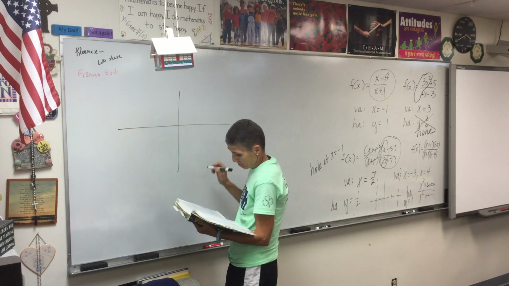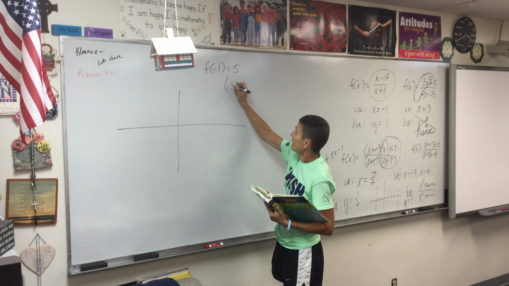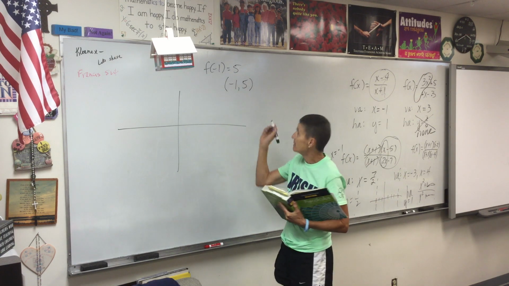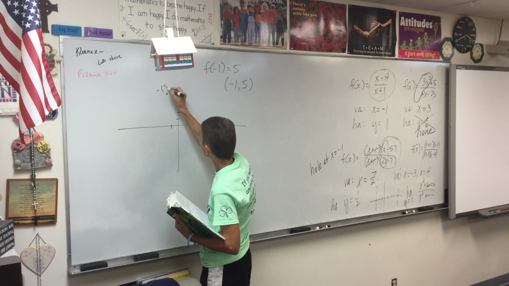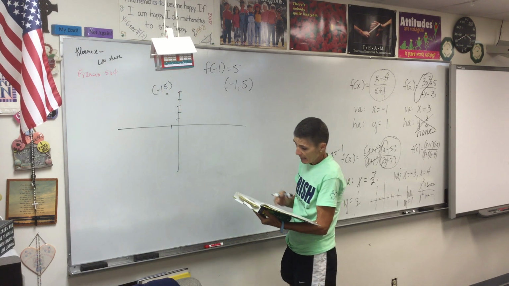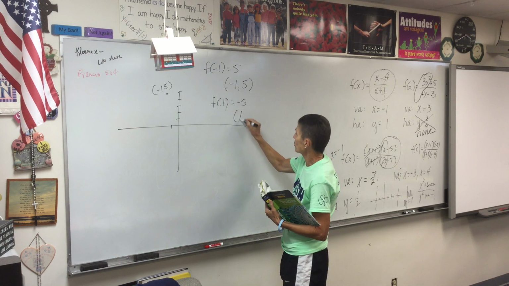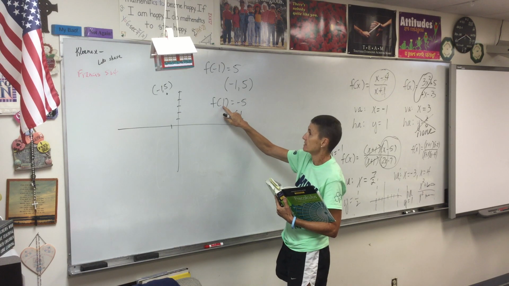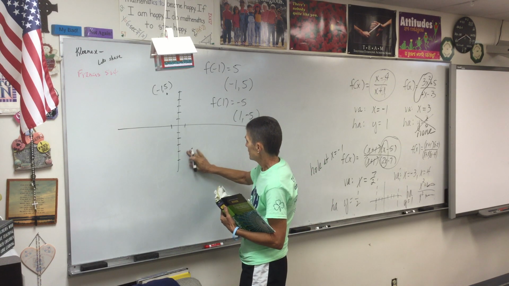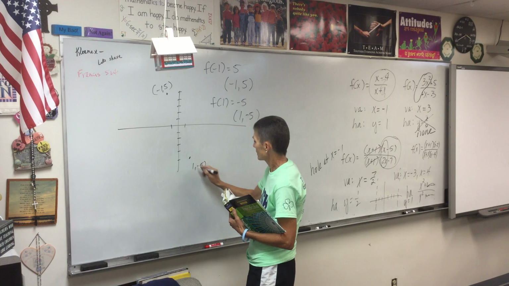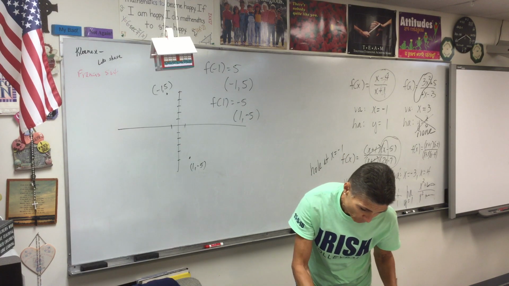Domain is all real numbers, and f of -1 is 5. That means if I input -1, I output 5. So that's the point -1, 5. And f of 1 is -5. So if I input 1, this is f of x, I output -5. Okay? Now, explain why f must have at least one 0 in the interval -1 to 1.